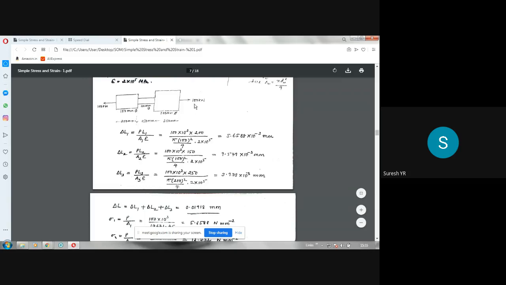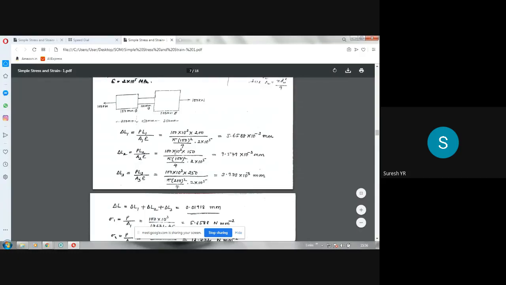So P remains the same here, 100 into 10 cube, into L2, the length, which is 150 mm, divided by pi D2 square by 4 into E value 2 into 10 power 5. That remains the same, so if you simplify that, you will get this much. Next, for the third portion, P L3 by A3 into E. That is given by 100 into 10 cube into 250.